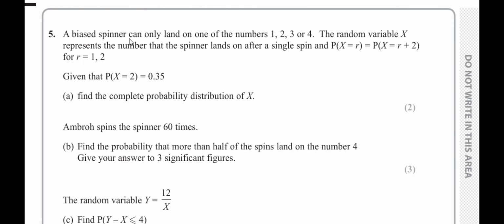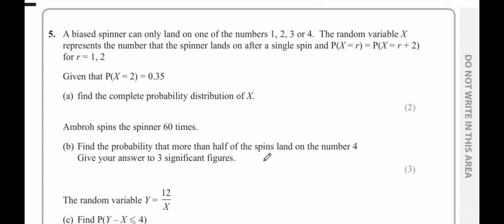Question 5. A biased spinner can only land on one of the numbers 1, 2, 3 or 4. The random variable X represents the number that the spinner lands on after a single spin, and probability of X being equal to r is also equal to probability of X being equal to r plus 2 for values of r equal to 1 and r equal to 2. Given that probability of X equal to 2 is 0.35, find the complete probability distribution of X. It's a 2 marker. So let's put it in a table so we'll understand the information better.